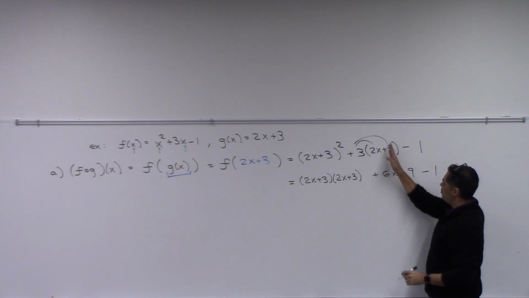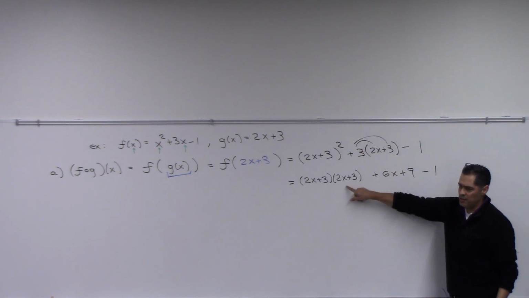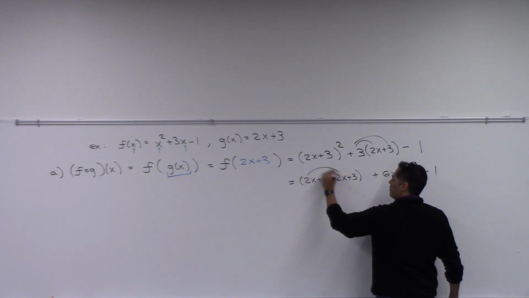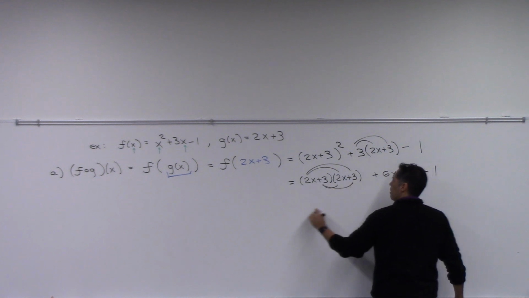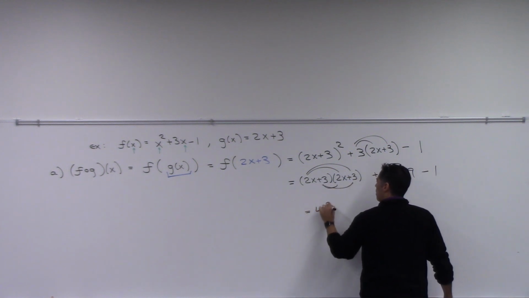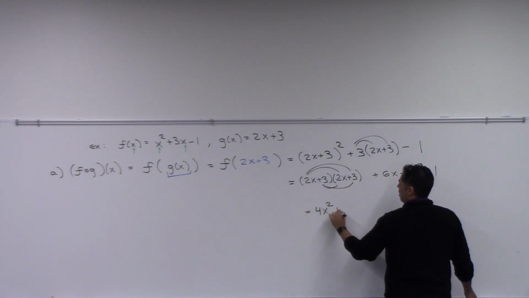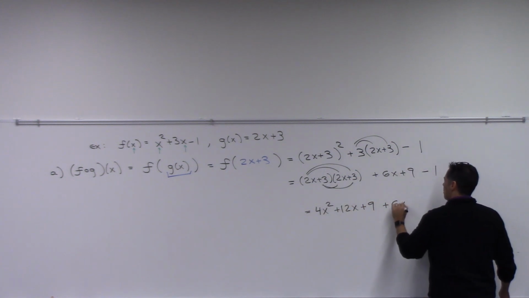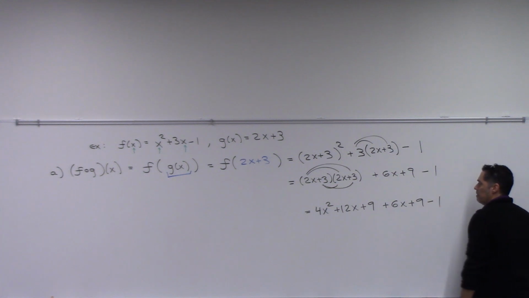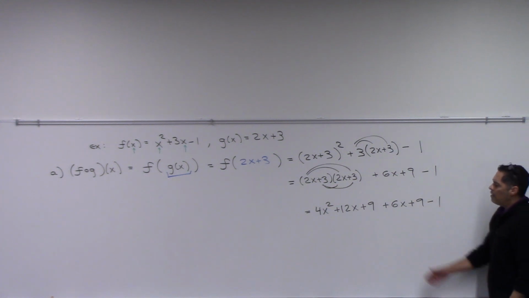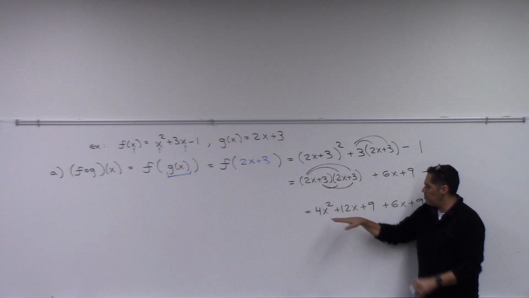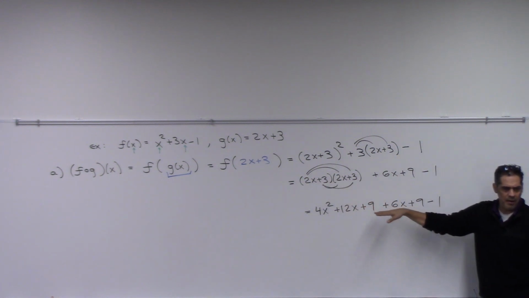So I went ahead and did my distribution here. I still need to actually do this, right? So FOIL that out. So when I FOIL this, 4x squared, you're going to wind up getting plus 12x plus 9, then plus 6x plus 9 minus 1. I did this in my head, kind of. I did that and then collected like terms. So this step, I kind of skipped a little step there.